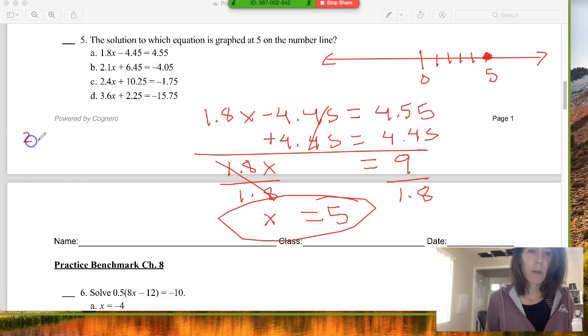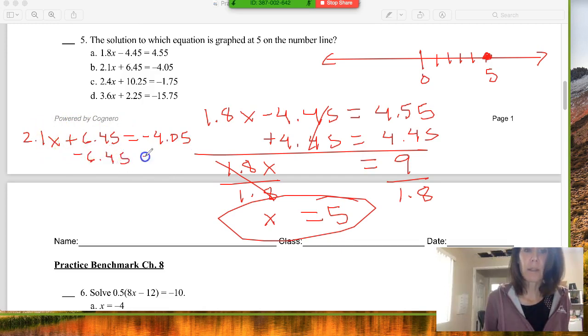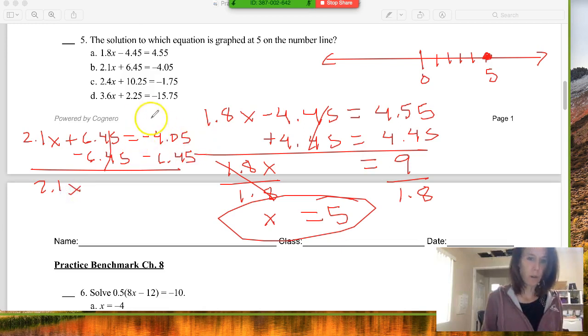Okay, if I did part B, 2.1x plus 6.45 equals negative 0.05. Okay, so to solve for x, I would subtract 6.45 from both sides. Bring down the 2.1x and then negative 0.05 minus 6.45, it's a double negative, so you actually add those and attach the negative sign. And you're going to get negative 10.5.